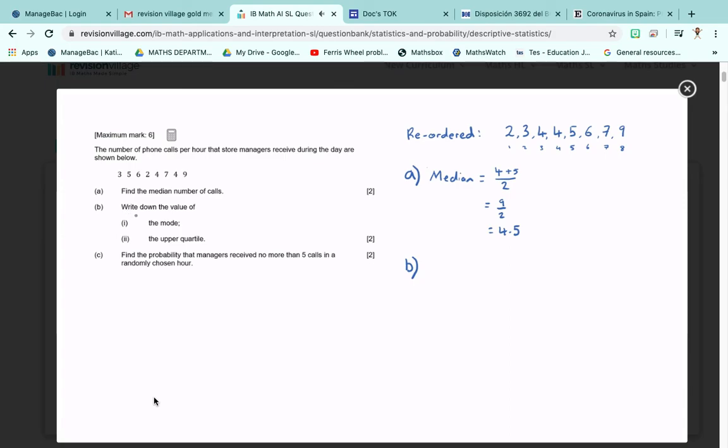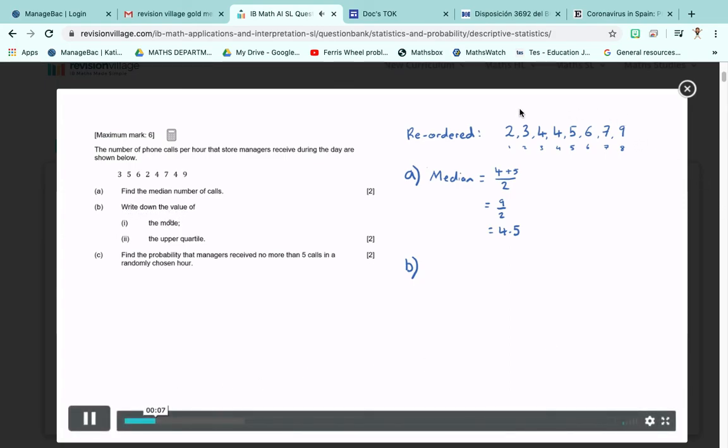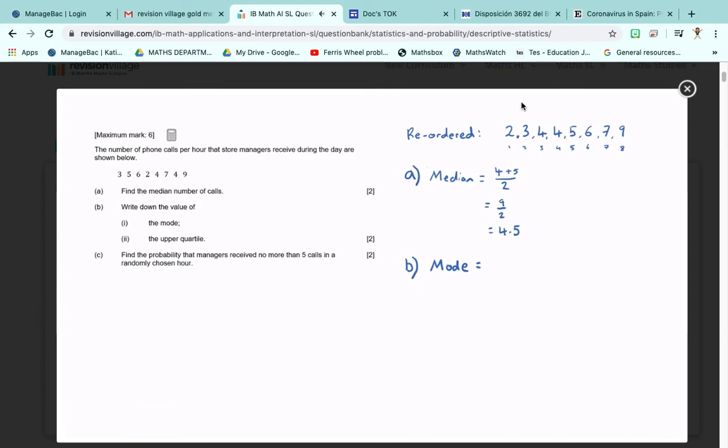So the mode is the number that appears the most. And if we have a look at this list up here, we can see that the most frequent number that occurs is the number 4. So we will write that down as our answer. In addition to this, we want to find the upper quartile. Now let's imagine we've got a set of data such as box plot data that we organise into a box plot, or we've got data that we organise into cumulative frequency. This is exactly the same thing. Remember, the upper quartile represents 3/4 of the data.